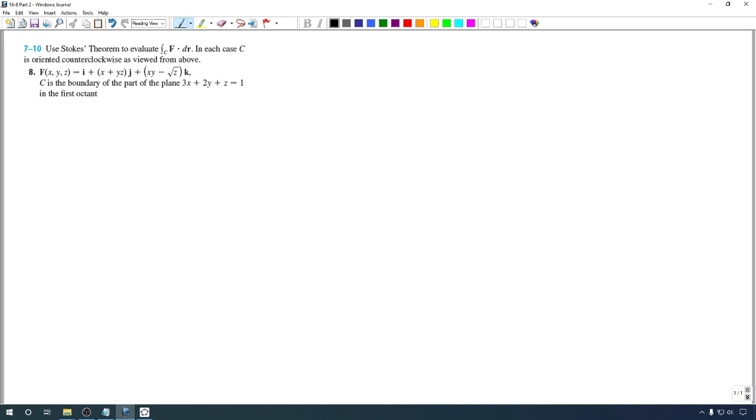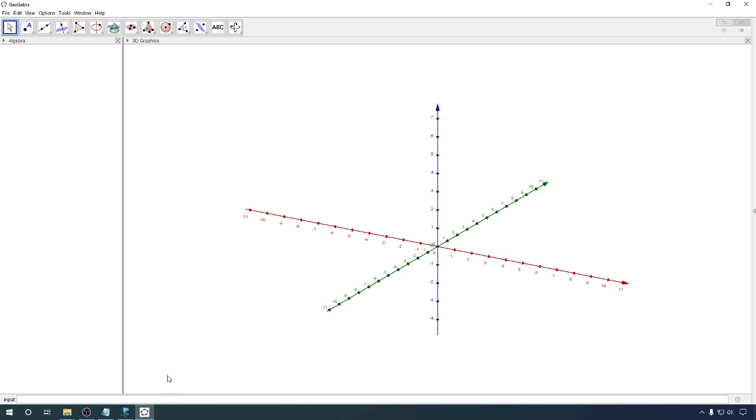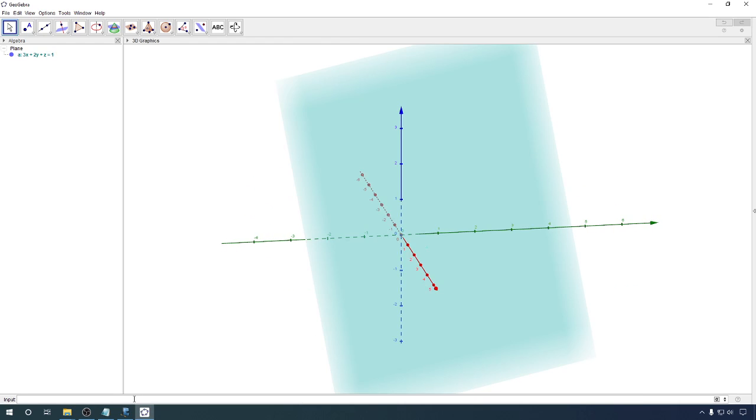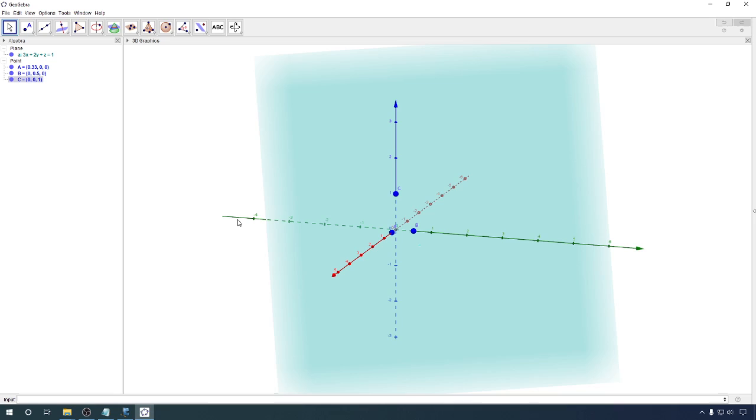So let's go ahead and actually plot that curve. I guess we're starting with our plane, 3x plus 2y plus z equals 1. That's this plane here. Now that crosses the axes at different points. If y and z are both 0, we get an x value of 1/3. When x and z are both equal to 0, we get a y value of 1/2. And when both x and y are equal to 0, we get a z value of 1.